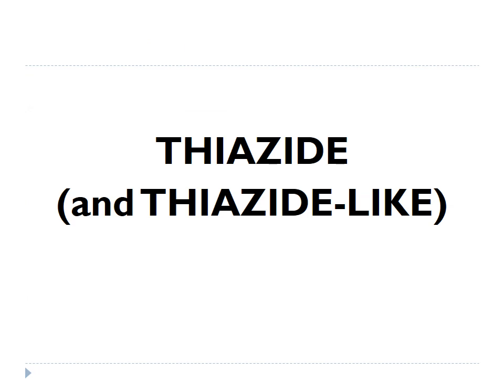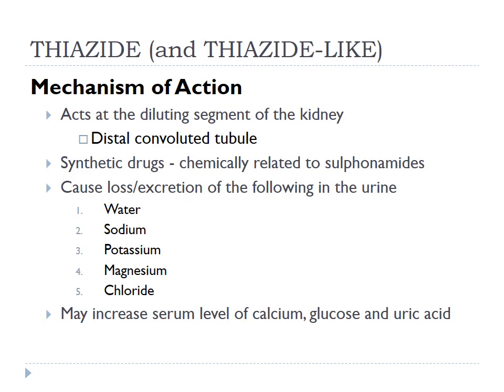So thiazide, as we said, acts on the distal convoluted tubule. Okay, it's a synthetic drug. It acts at the diluting segment of the kidney, causes the loss or excretion of urine. So remember, we're trying to move fluid here. So if water follows sodium, guess what this drug does at the distal convoluted tubule? It prevents your kidneys from reabsorbing sodium.